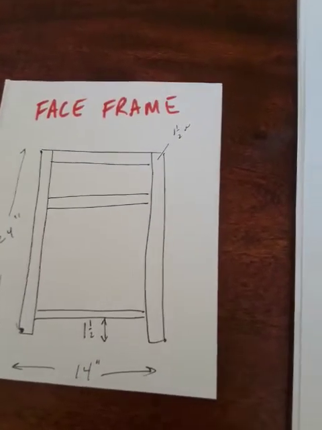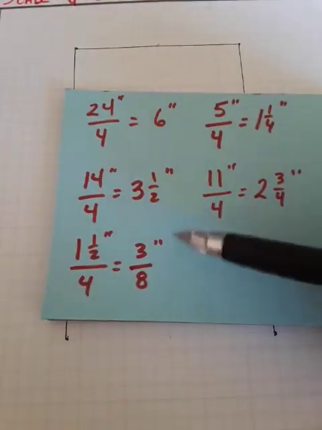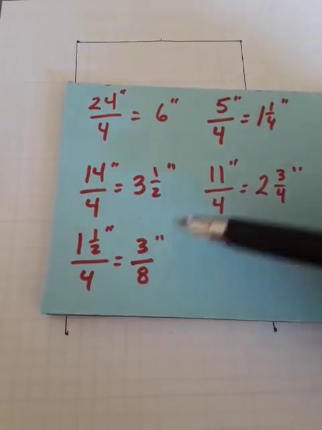Let's start laying that out. Going back to my graph paper and to the scaling down here in the lower left-hand corner, 1.5 inches is 3/8 inches on my ruler.